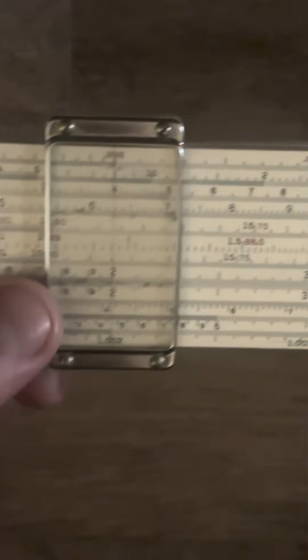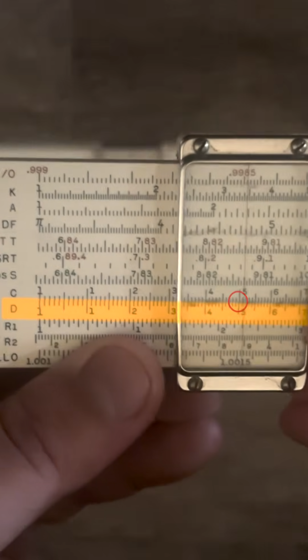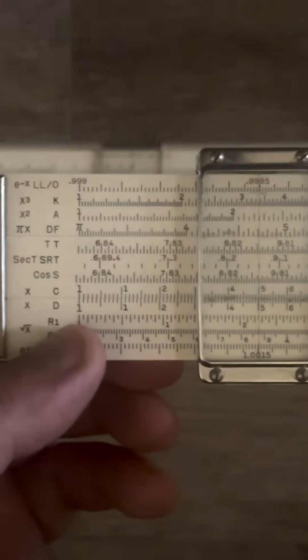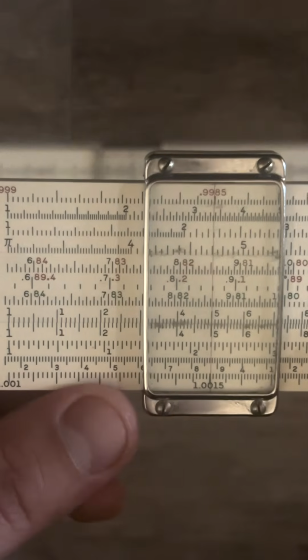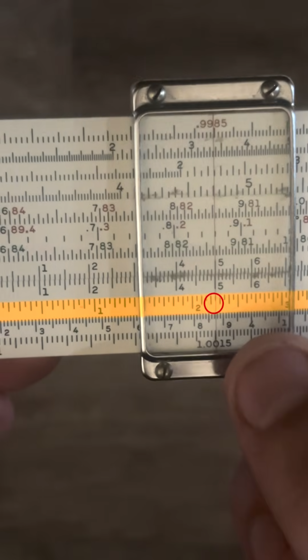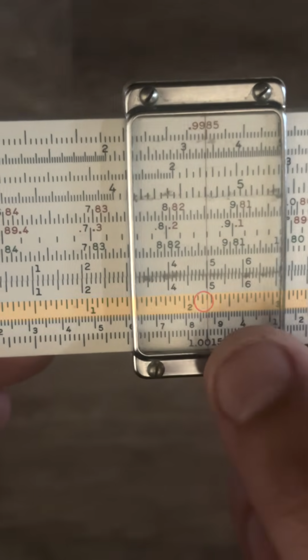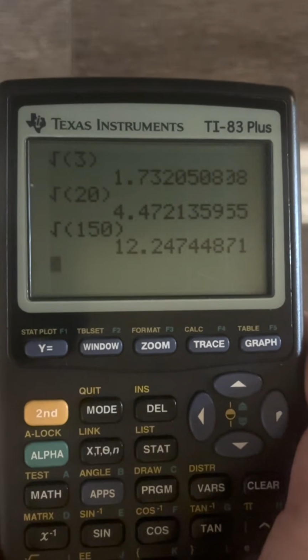So let's say 150 is what we're trying to find. We'll go to 150 on the D scale. So that means we'll go to R1 and we will find 12.24. And in the calculator, it's 12.24.